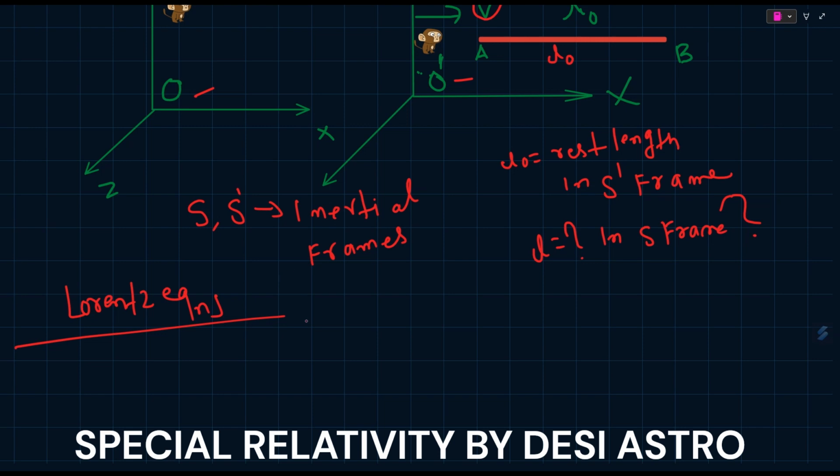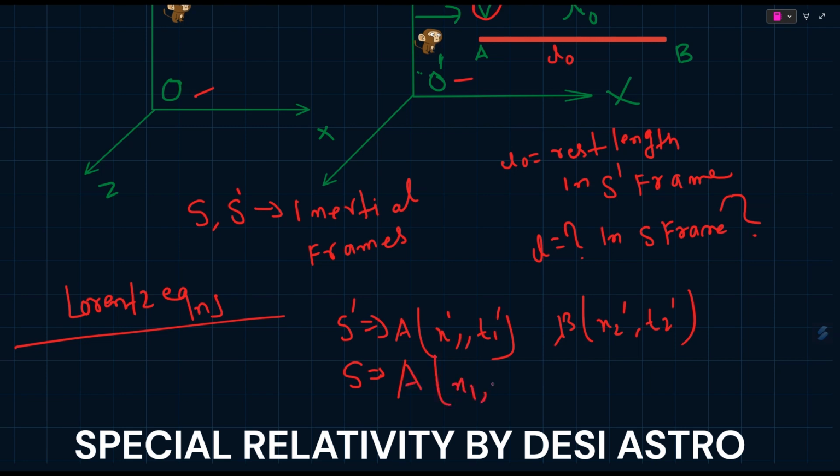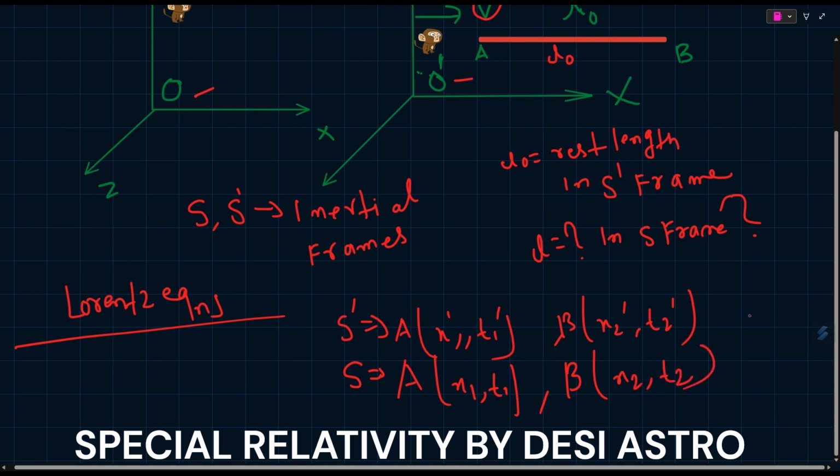How to recall? You can relate the positions of A and B. In the S prime frame, A has coordinates x1 prime, t1 prime, and B has coordinates x2 prime, t2 prime. Similarly for S, A has coordinates x1, t1, and B has coordinates x2, t2. Okay, so up to that we are okay.